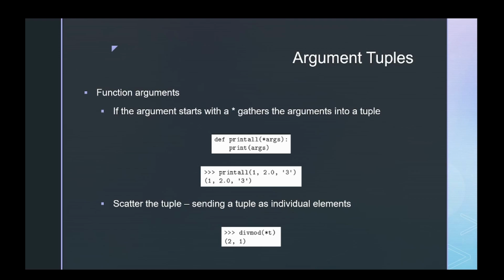Now, the opposite of the gather is the scatter. So instead of putting them all together by gathering, I'm going to take the tuple and create individual elements. That's what a star t being sent to a function is going to do. So if you remember that divmod takes 2 values, well, in this case, if I send it star t, it's going to take that tuple t and divide it up into 2 values.